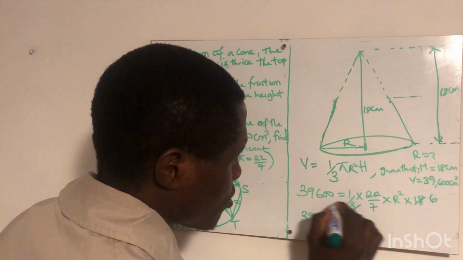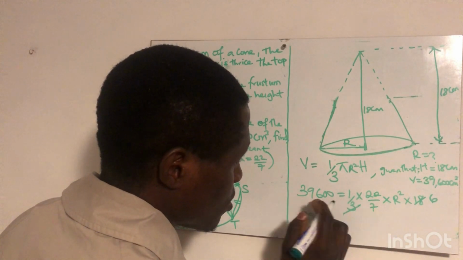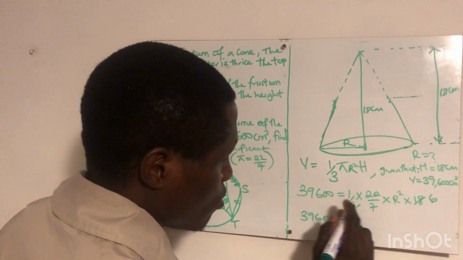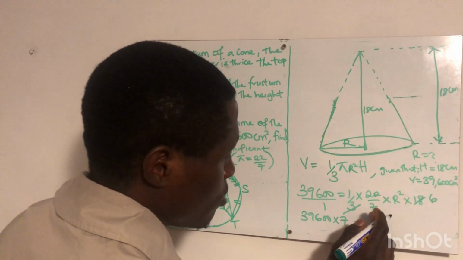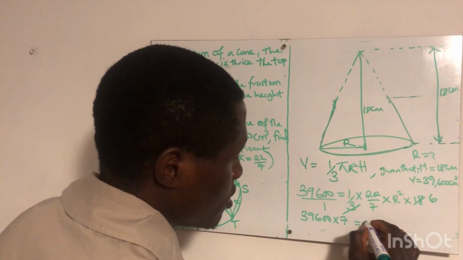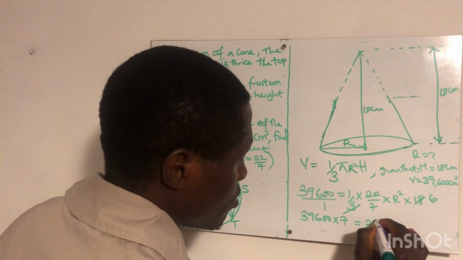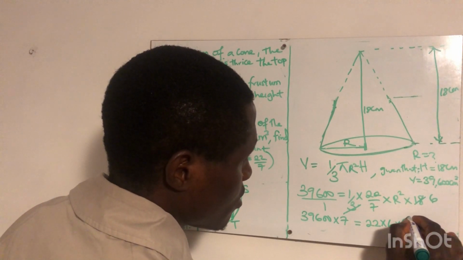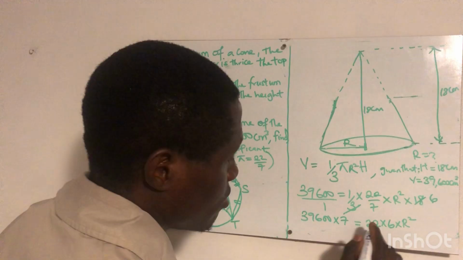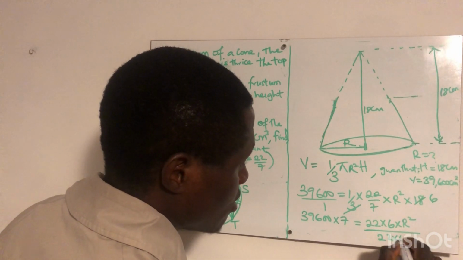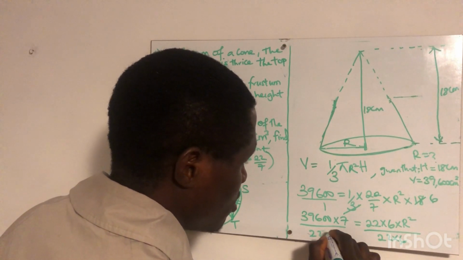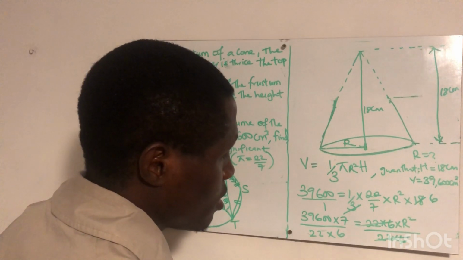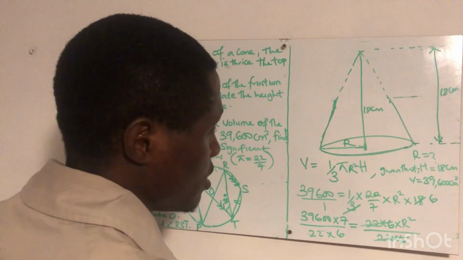So this is going to be 39,600. When you cross multiply with this, I'm going to cross multiply immediately like this. It's going to be times 7 equal to, this one is going to be over 1. So 7 times this and 1 times this. So 1 times 22 times 6, times R square. By so doing, you can divide both sides by 22 times 6. To save your time, this one cancels out.